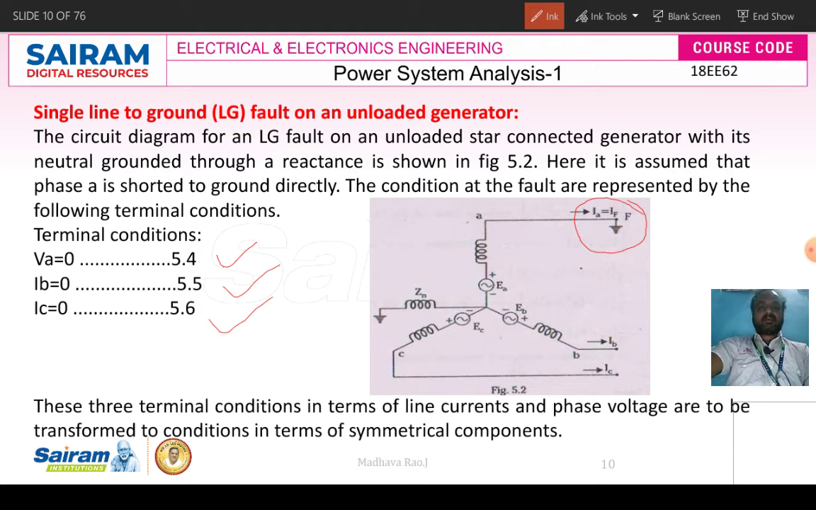Since other lines are unloaded, other lines are open circuited, current will not flow in B and C. Okay. So here we have three terminal conditions in terms of line current and phase voltages, which are to be transformed to conditions in terms of symmetrical components. Since it is an unsymmetrical fault, we need to analyze using the symmetrical components.